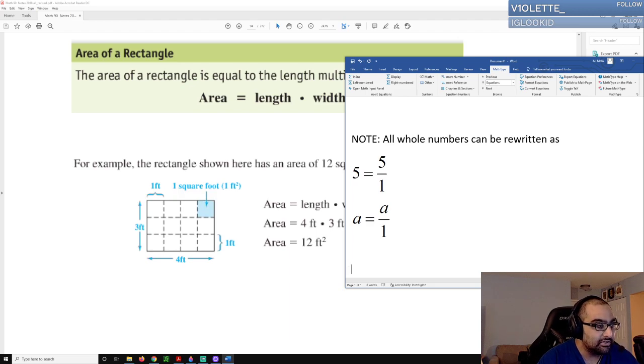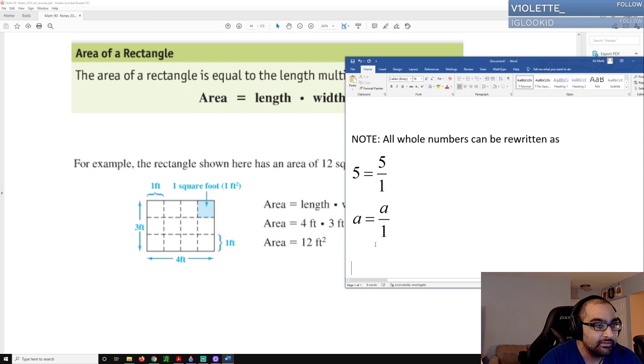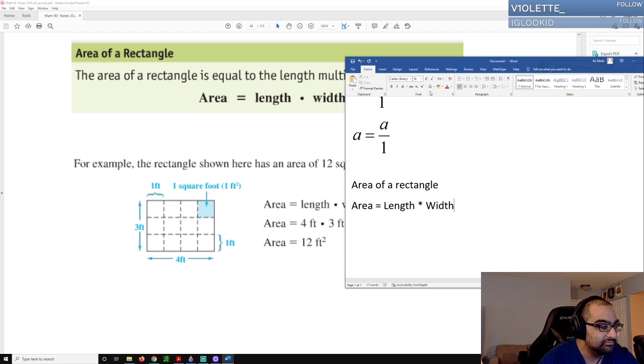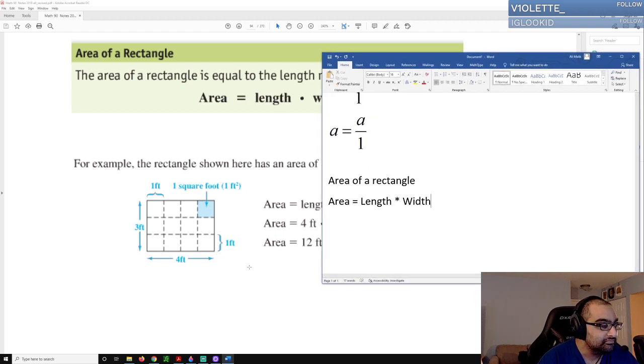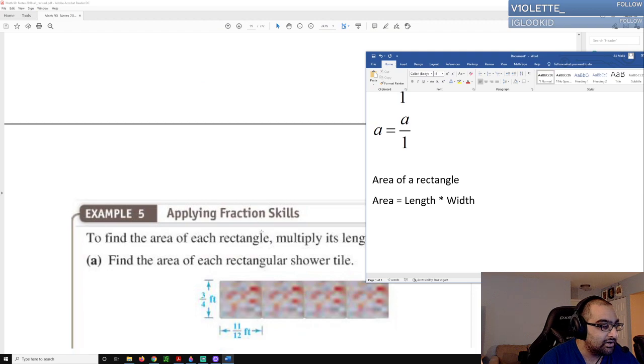So the area of a rectangle here, the area is equal to length times width. Whatever the length and the width are going to be of that rectangle, that's essentially how we're going to find the area of said rectangle. Again, not too hard if you want to kind of put it together.